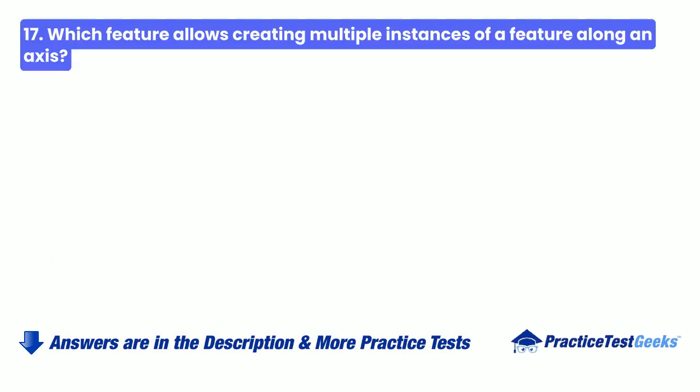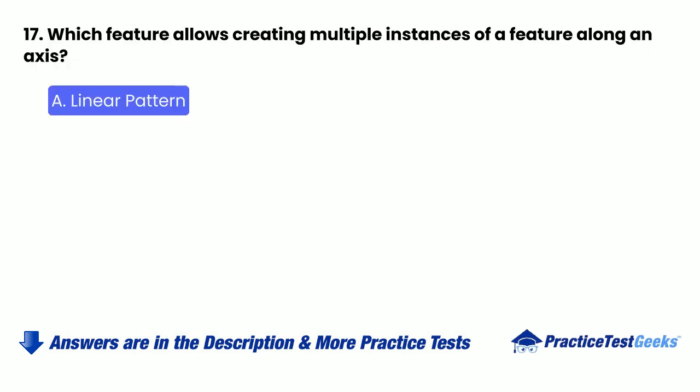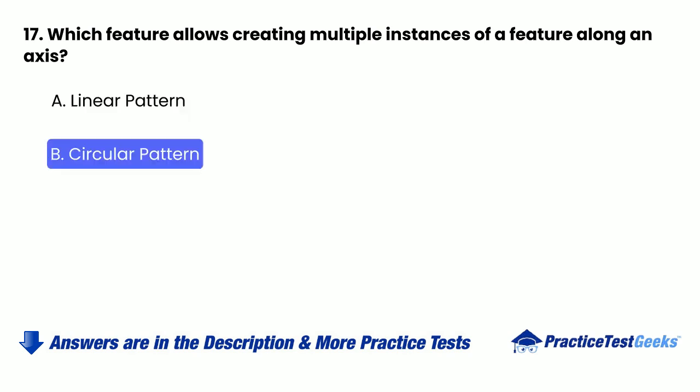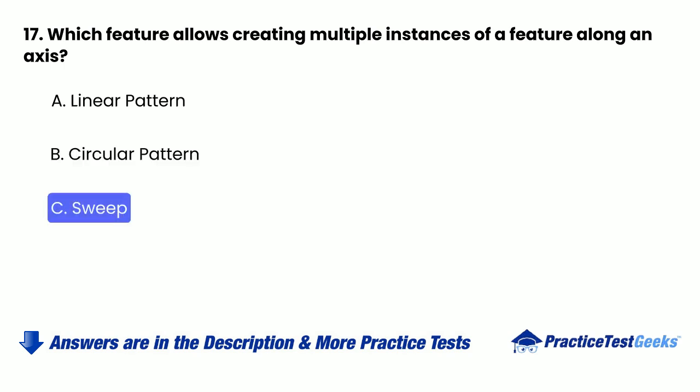17. Which feature allows creating multiple instances of a feature along an axis? A. Linear pattern. B. Circular pattern. C. Sweep. D. Mirror.